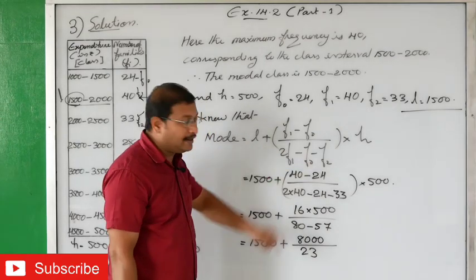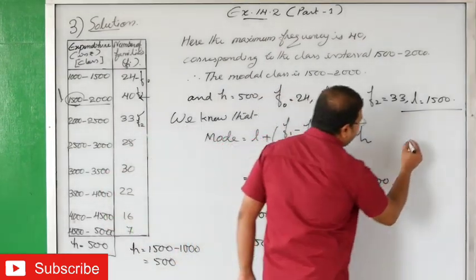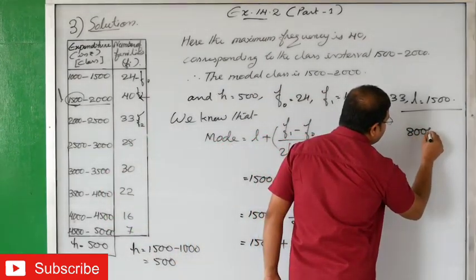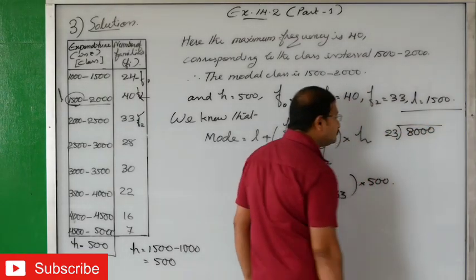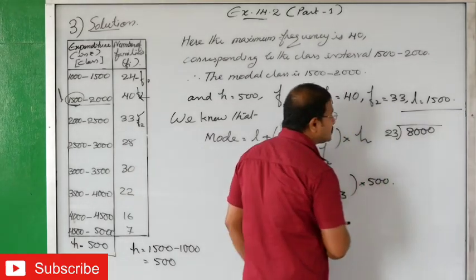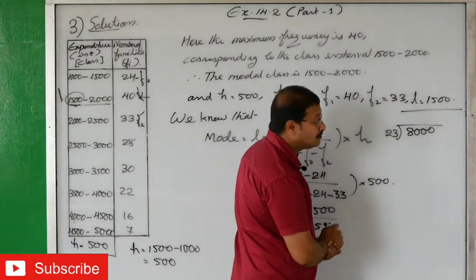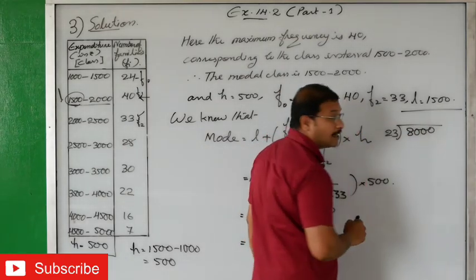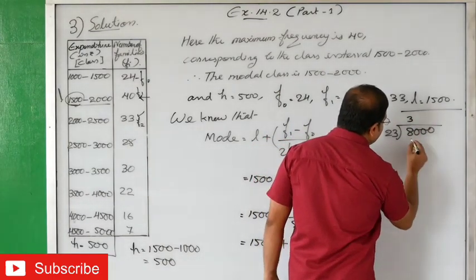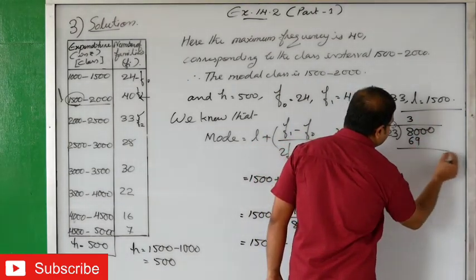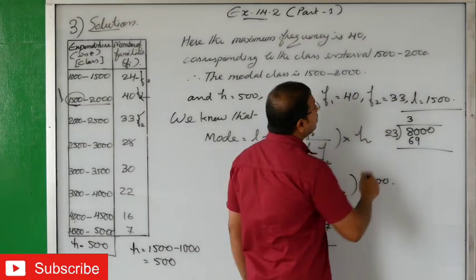Ready? Now we'll divide it. That means what will you do? 8000 divided by 23. 23 into how many times? 80. So 23 3s are, ready? So 3 times, how much will you get? 69. If you have doubt, you have to multiply.